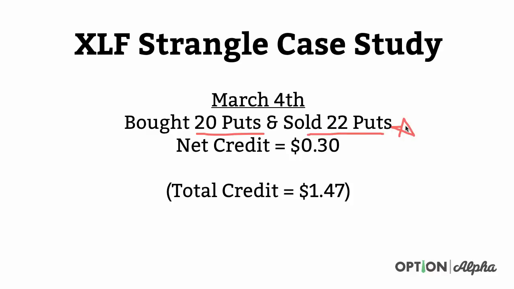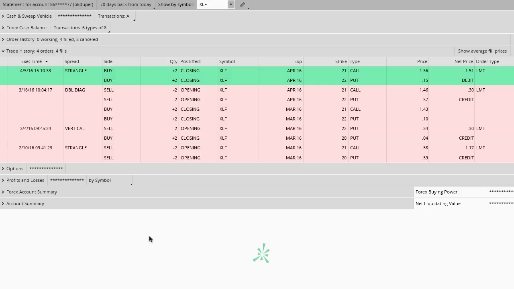Again, notice we didn't touch the call side, and we took in a net credit after doing that of an additional 30 cents. So now we add that 30 cents to our original entry, and now we're at a credit of about $1.47. Again, if we go back to our screen here, you can see this is the trade on March 4th. We did the vertical spread. We opened the new 22 puts. We closed the 20 puts that we originally had, and we did that for a net credit.